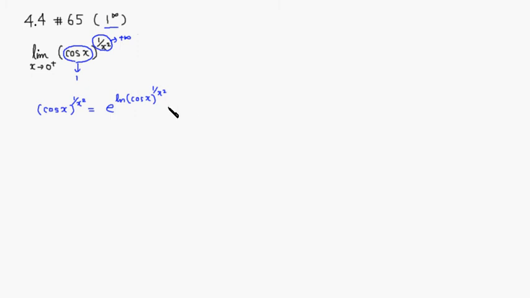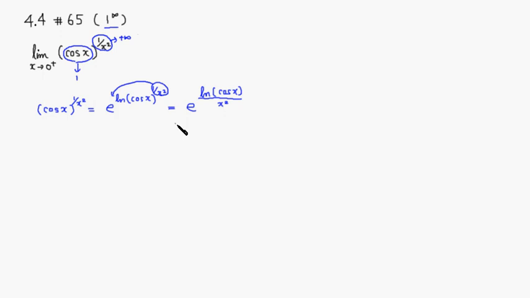To make it a little nicer, we use the property of logs. If you have a power here, we can put this power in front. So you're going to get e to the 1 over x squared times the log. I'm going to write it as a fraction so that it looks more like L'Hopital's rule: e to the natural log of cosine of x divided by x squared. So this is equivalent to the original expression.